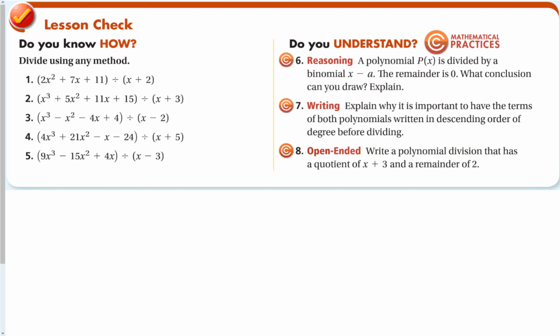So real quick, all of these questions right here, every single one of them, I would divide using synthetic division. It's faster, it's shorter, and the only confusing part is to make sure you put in a missing 0 if you have one, including at the end, like number 5.